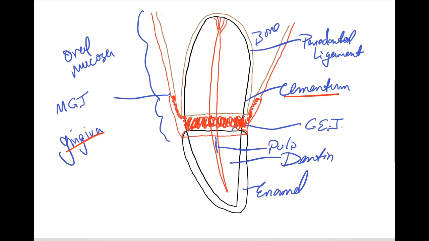Now, the free gingiva doesn't physically attach to the enamel, it just lies passively against it. When it's very healthy, it's firmly braced and held tightly against the enamel. But there's still a potential space between the enamel and the gingiva, and that space is known as the gingival sulcus. We have this around our teeth as well.